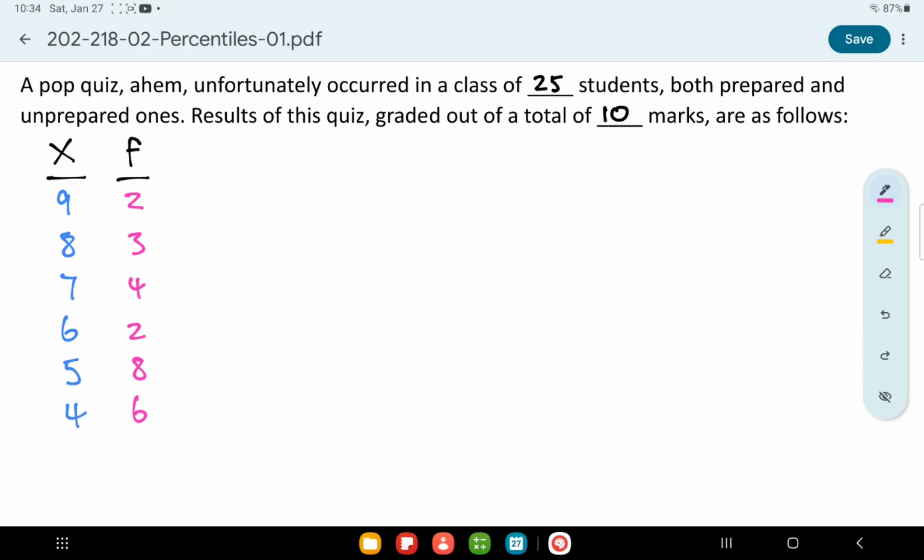Very clearly, 6 of them obtained a score of 4 out of 10, 8 of them 5 out of 10, 2 of them 6 out of 10, 4 of them 7 out of 10, 3 of them 8 out of 10, 2 of them 9 out of 10. So here's the frequency of the various different scores, x equals whatever.